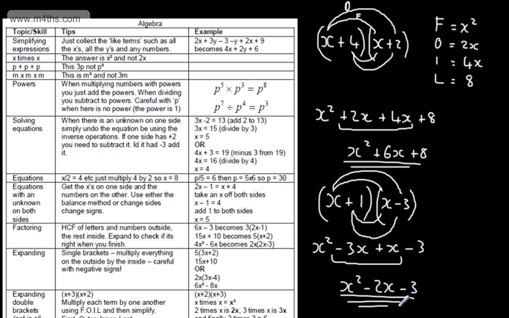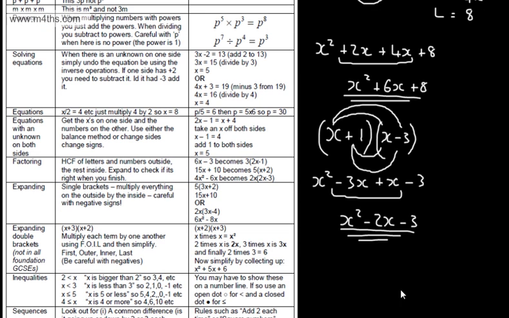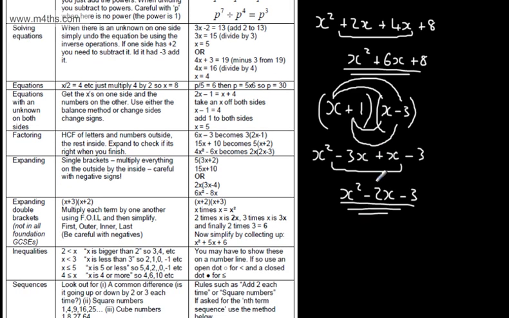We've expanded and simplified. So if you see a question that says expand and simplify and you're given a set of double brackets, just multiply them out.